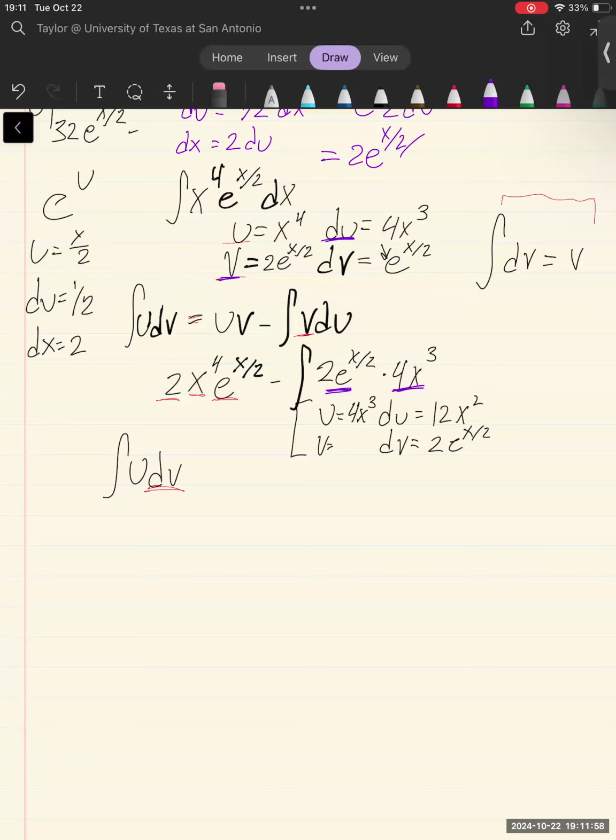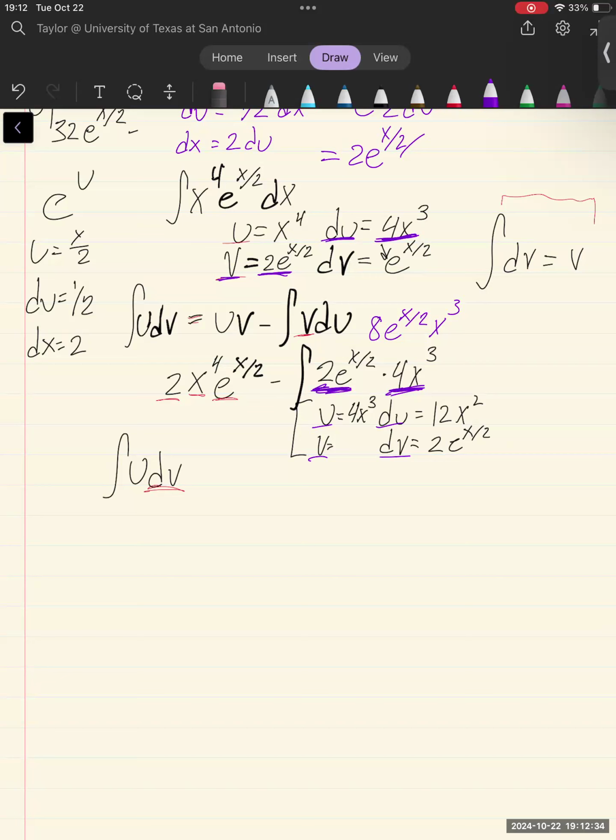No. So this is the 2 that's in front of this e to the x over 2. That's a part of this v up here. And then this 4x cubed is this part here. And that's why I said don't simplify this to 8 e to the x over 2 x cubed, because you need these constants for your new u's and your new v's here. Did that kind of clear it up?